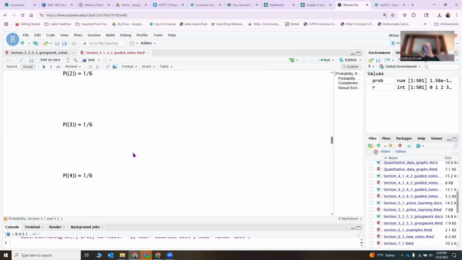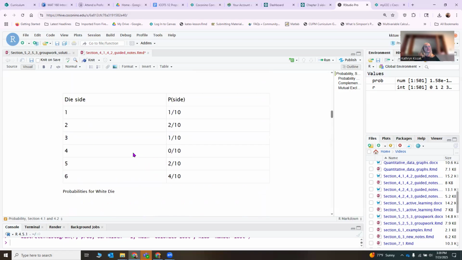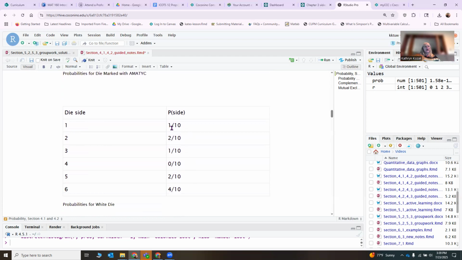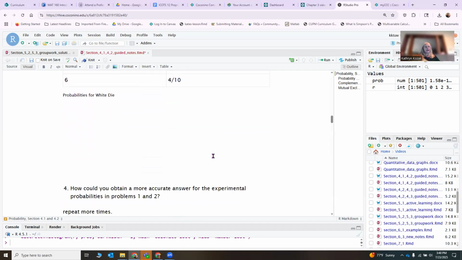And one of the things I noticed when I did my experimental probabilities is my automatic die was nowhere close to those numbers. Nowhere close at all. 6 out of 10 is certainly nowhere close to 1 out of 6. And 3 out of 10 is nowhere close to 1 out of 6. 1 out of 10 sort of is, but 0 out of 10 certainly isn't. So none of these numbers are close to what theoretically we should get. On the other die, they're still not close, but they're getting a little bit closer. I bet if we increased our sample size, we'd see that even better.